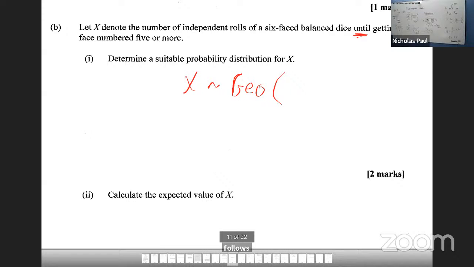It's a fair die, right? Yeah, it's a fair die. What's the probability of getting 5 or more? 2 out of 6, or 1/3. Okay, so P is 1/3, that's the probability of getting 5 or more, and Q will be 2/3, 1 minus P.